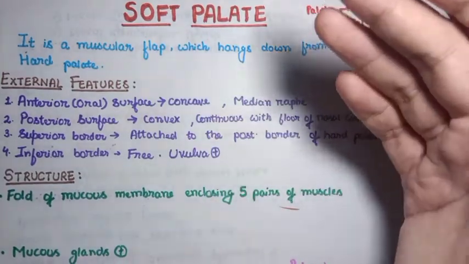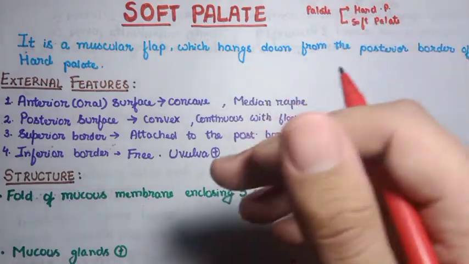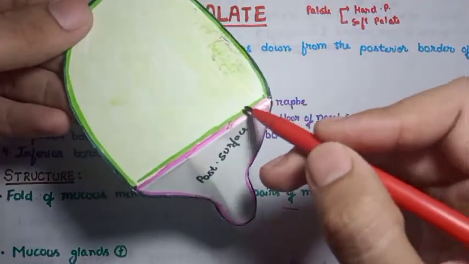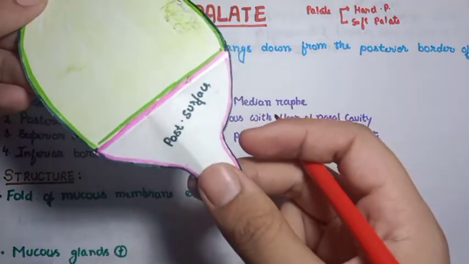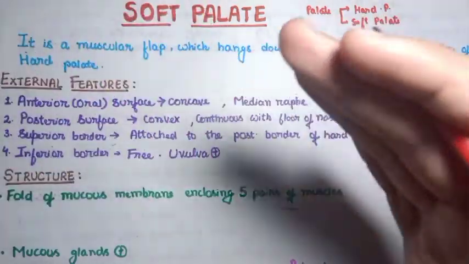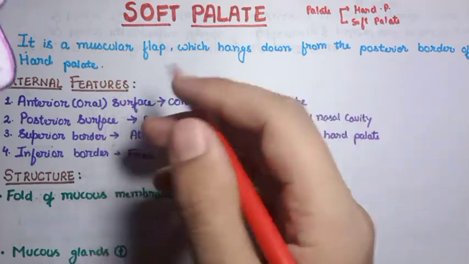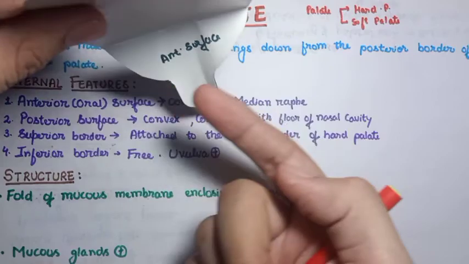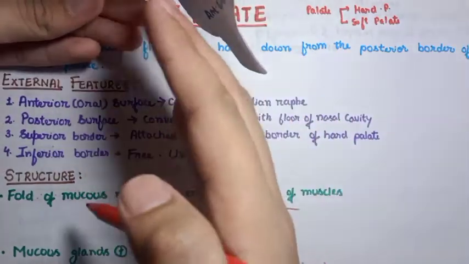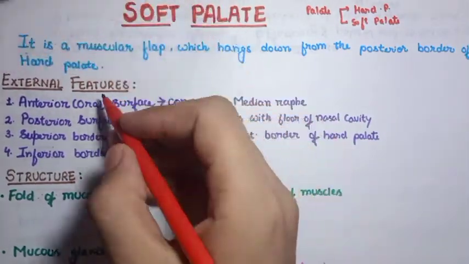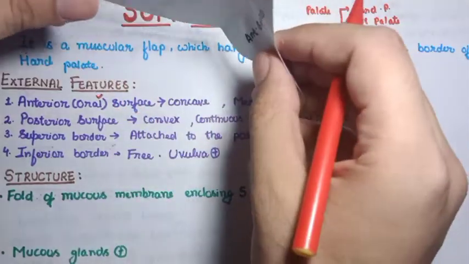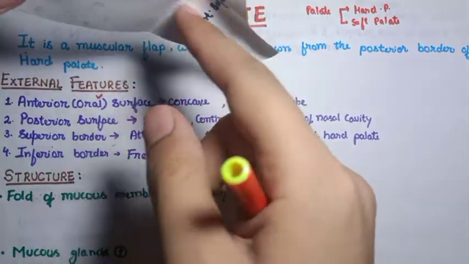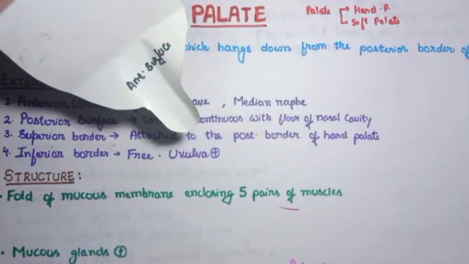The soft palate is a muscular flap which hangs down from the posterior border of the hard palate. As you can see, this is the free posterior border of the hard palate, and from here the soft palate hangs. Let's talk about the external features that we discussed. It has an anterior surface which is also called the oral surface because it is facing the oral cavity. Its shape is concave, you can see it is curved like this. It is a concave surface and has a median raphe.